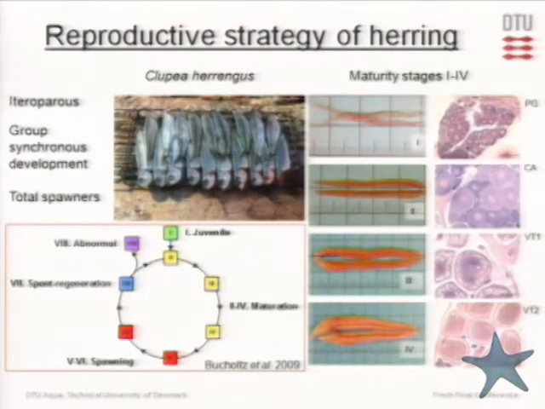First, the reproductive strategy of herring. The strategy is relatively simple. It is an iteroparous species. It has group synchronous development, and it is a total spawner.